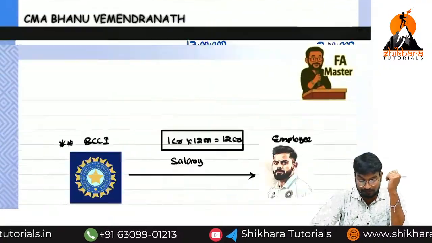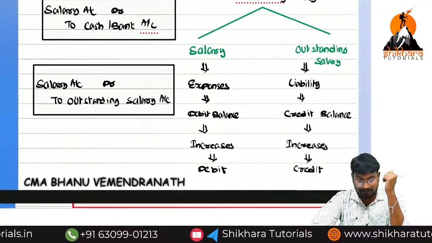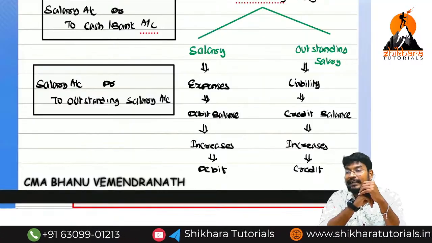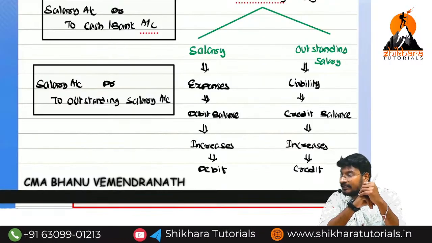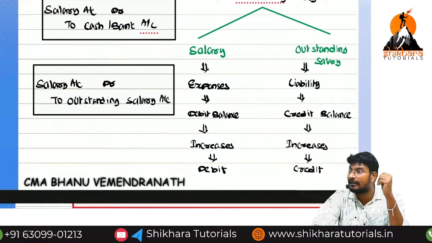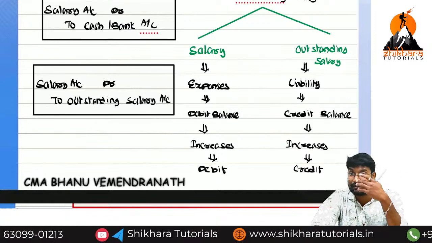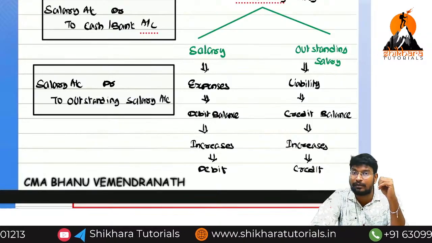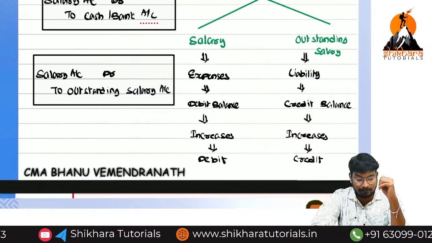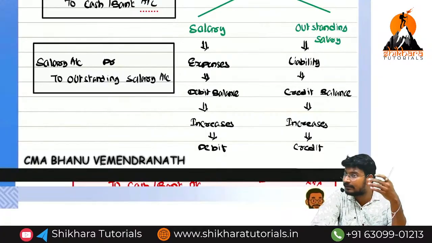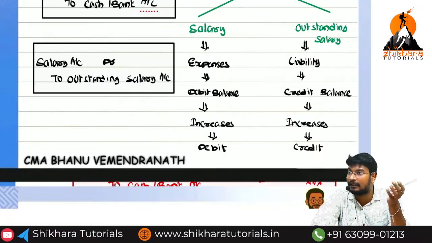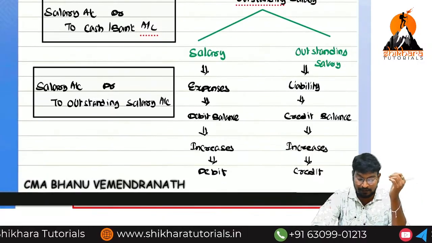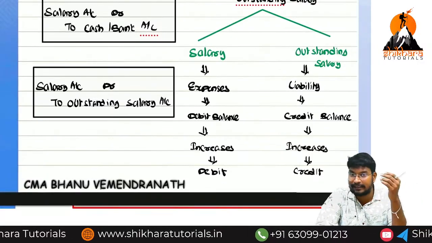So what are the two accounts for the outstanding expenses? Expenses and outstanding expenses. Here expenses is a nominal account, and outstanding expenses is called a representative personal account, because instead of all the employees we are creating outstanding salaries. Salary expenses, debit balance, increases debit. Outstanding salary liability, credit balance, increases credit. So what is the entry? Salary account debited to outstanding salaries.